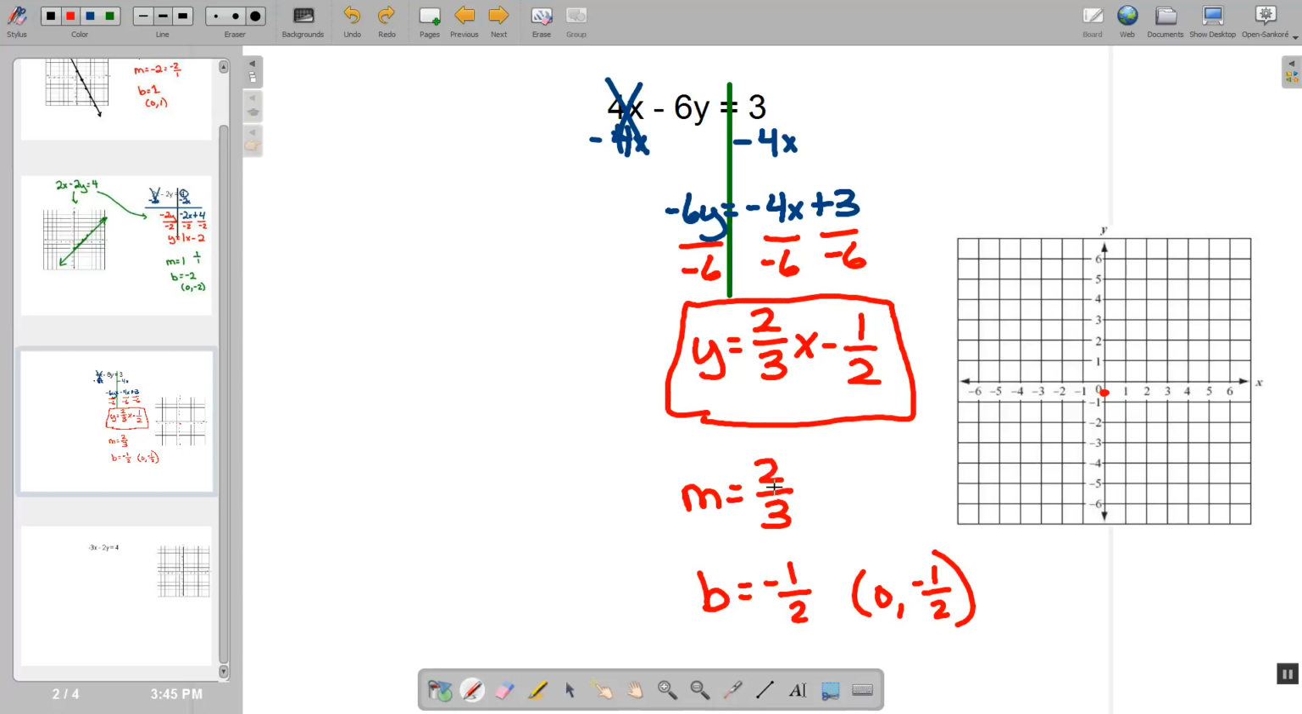And now our slope is 2/3. So I have to go up 2 from here. So that's 1, that's 2, and now I jump 3 to the right. 1, 2, 3, which is right here. Once again, I can go up 2, so 1, 2, and I go 3 to the right. 1, 2, 3. If I wanted to go in the opposite direction, I would go down 2, 1, 2, and back 3. 1, 2, 3. Let's do it one more time. Down 2 and left 3. And from here, I can finally draw my line.